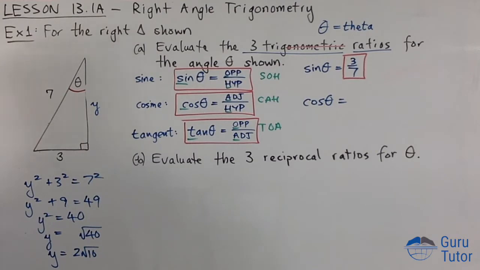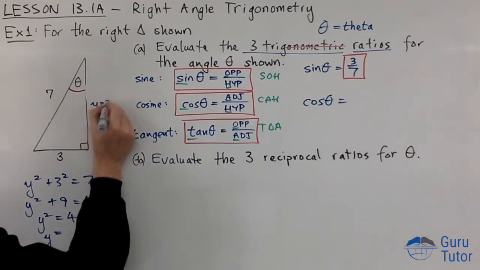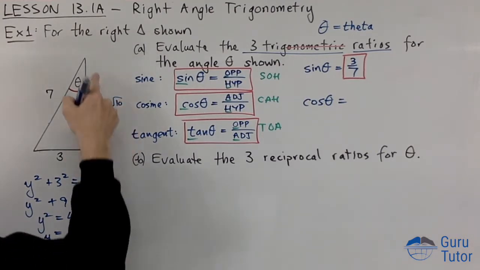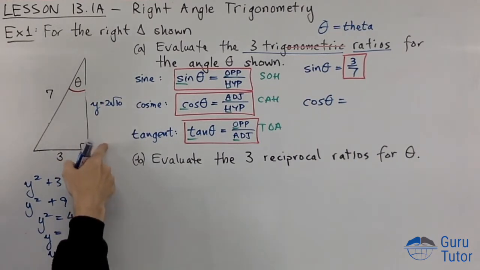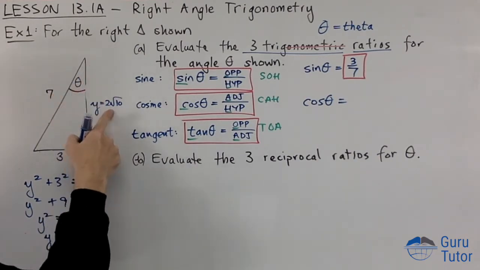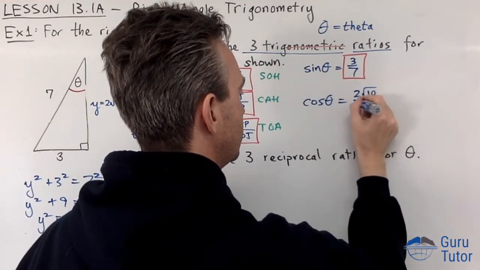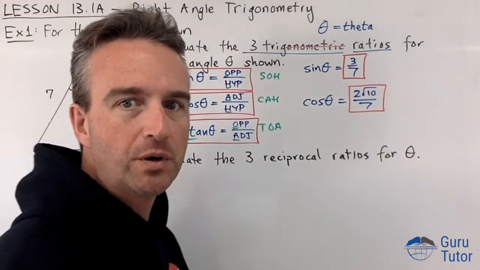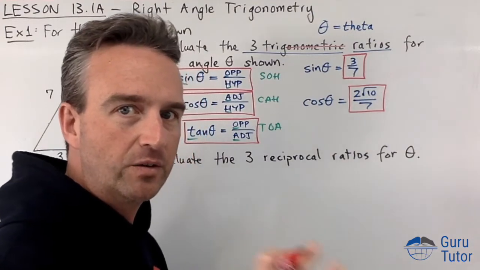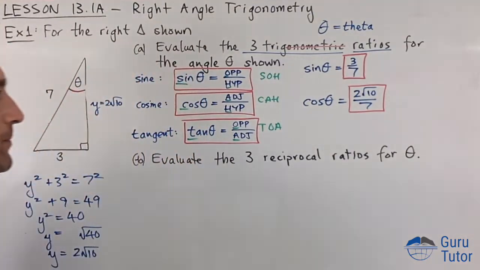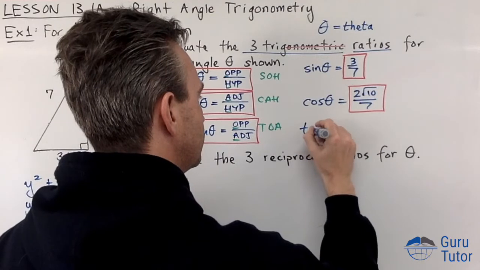That should not be a problem for you. So y is 2 root 10. We now know what this length is. So let's do cos theta. That is adjacent, 2 root 10 over 7. We don't like radicals on the bottom of our final answers. Okay, that golden rule still holds true. Tan theta.